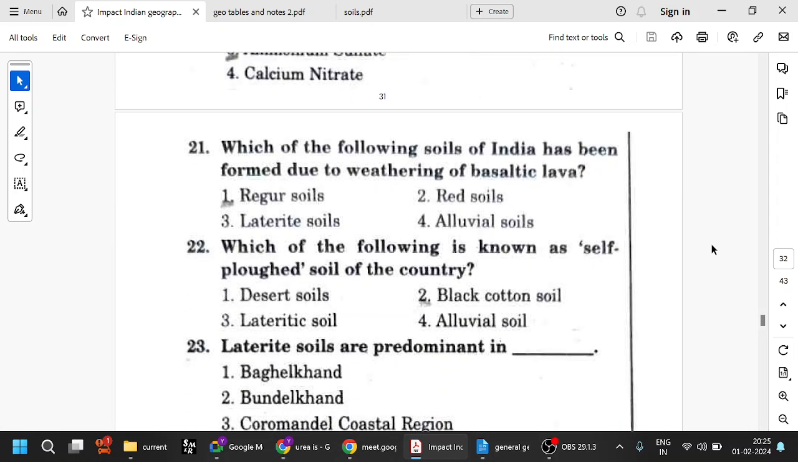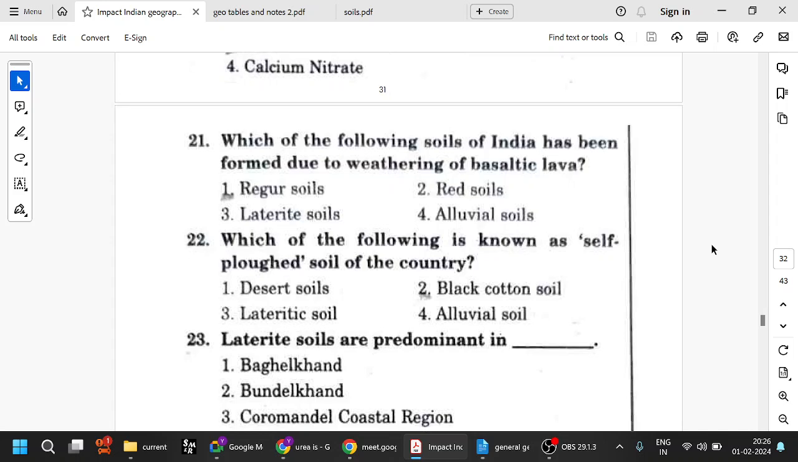So which of the following soils of India have been formed due to the weathering of basaltic lava? This basaltic lava means mostly from volcanoes. And the regur or black soils are also, you can see, a rich black color. Red soils are red in color. Laterite is a dry, bleached, dry brown color. So regur or black soil is similar to basaltic lava. So you can remember that, right? Like that.